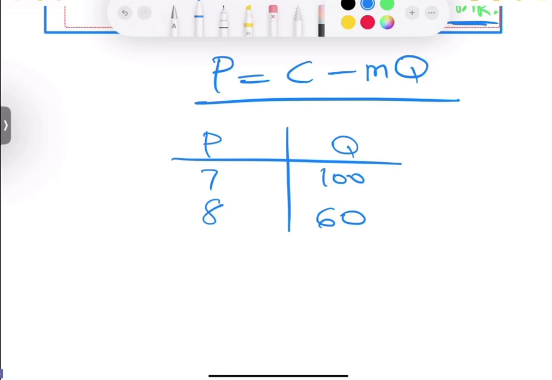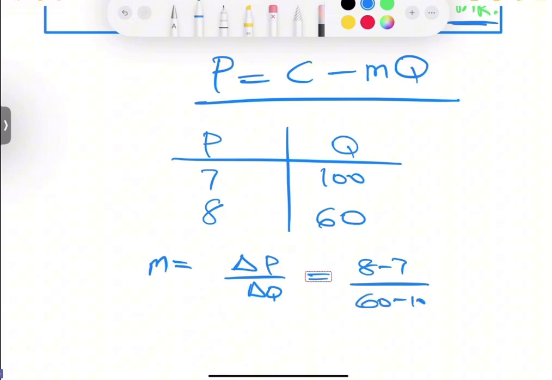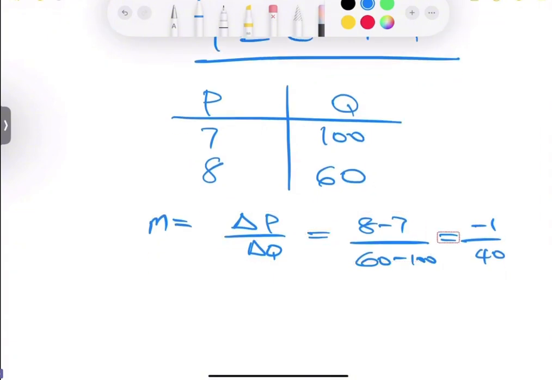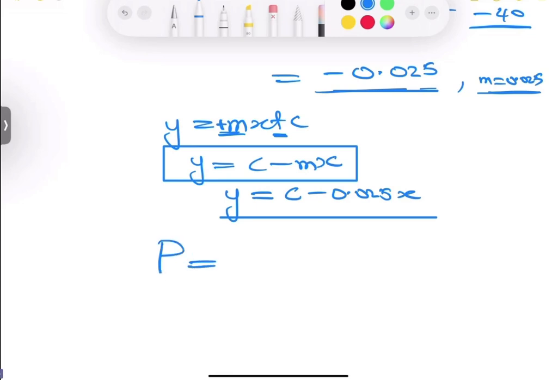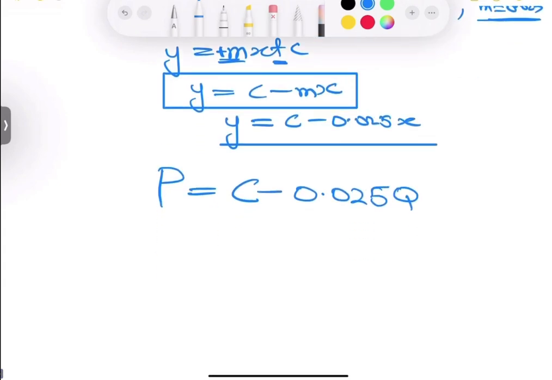Remember the first thing I told you? I said you must calculate M, which is change in price over change in quantity. So in this scenario, that's 8 minus 7 over 60 minus 100. And what is that? That's minus 1 over 40, which equals minus 0.025. So our price equals C minus 0.025 Q, the demand equation.